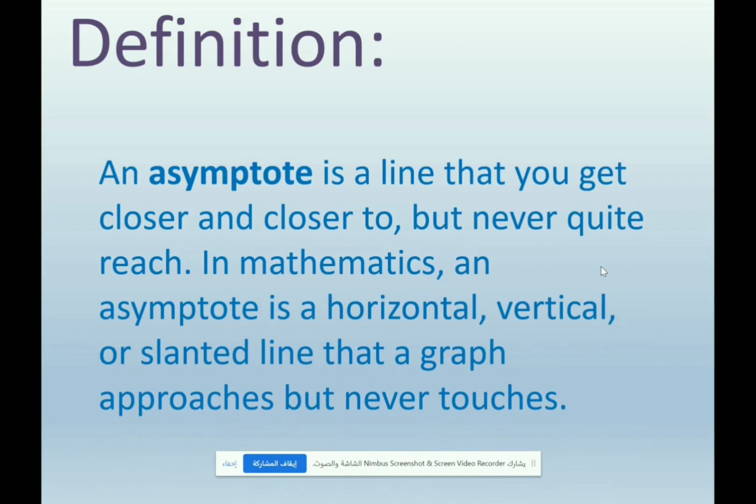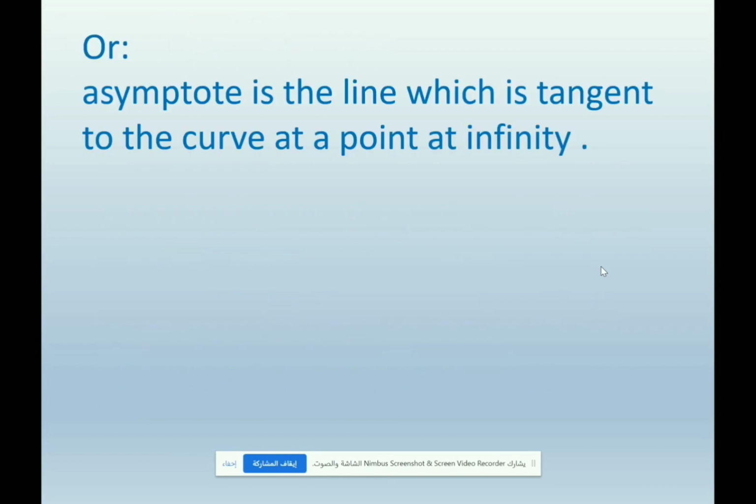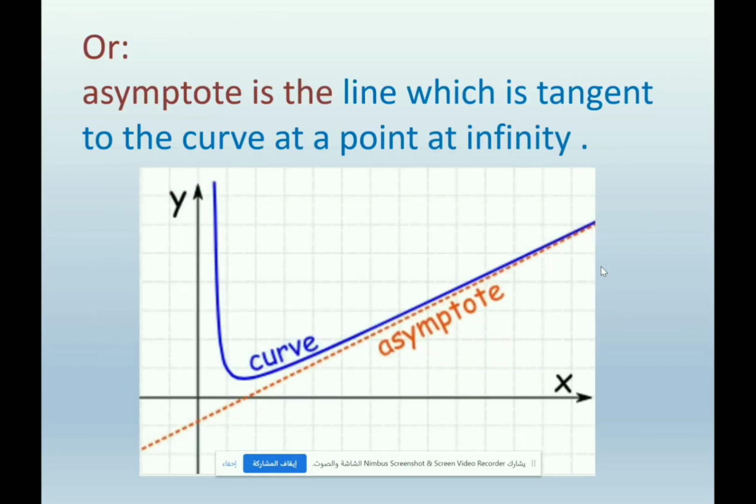Let's understand the definition before. An asymptote is a line that you get closer and closer to, but never quite reach. In mathematics, an asymptote is a horizontal, vertical, or slanted line that a graph approaches but never touches. Or an asymptote is the line which is tangent to the curve at a point at infinity.